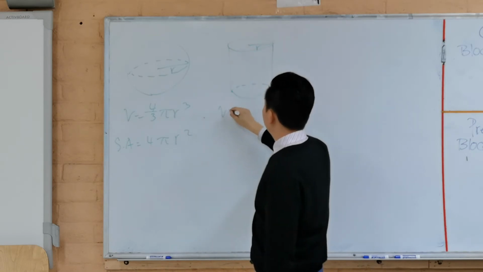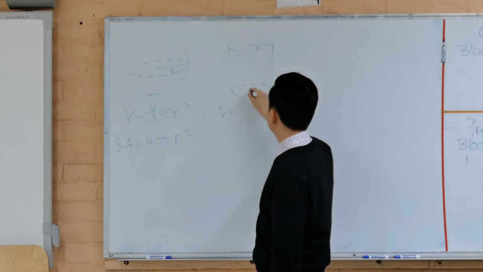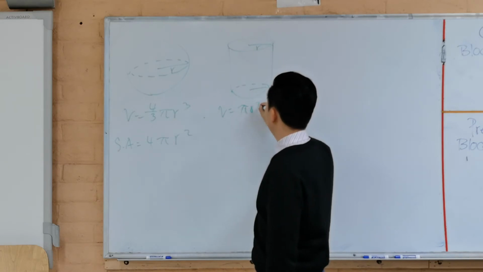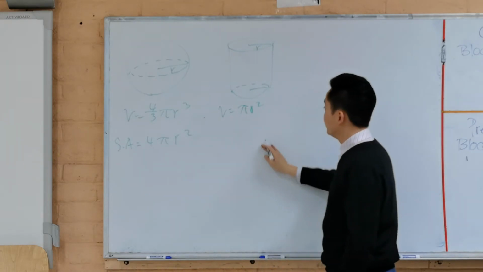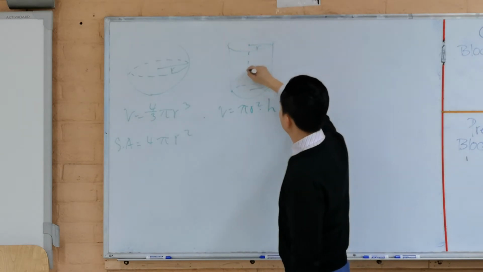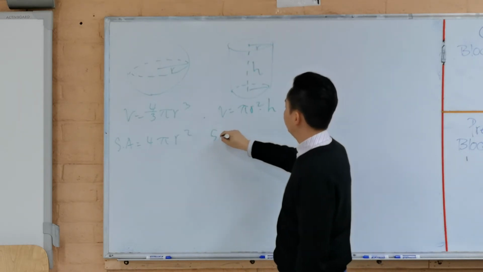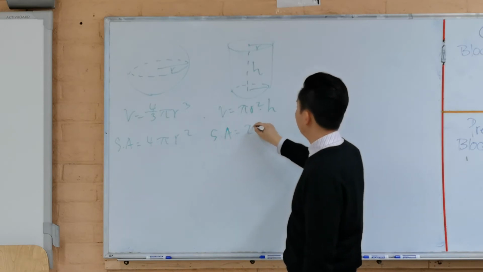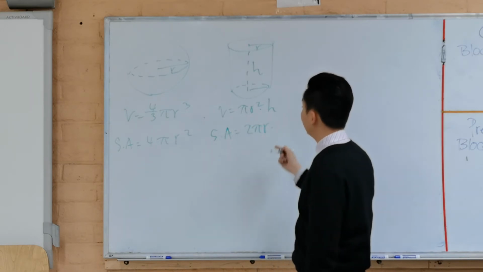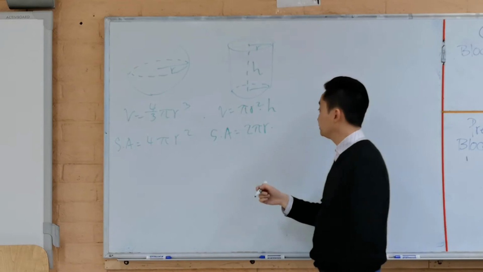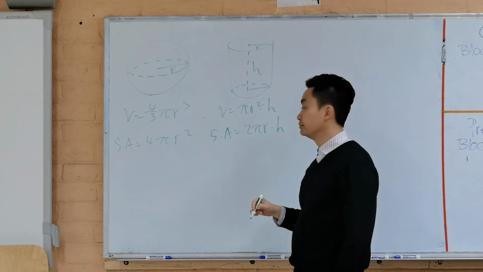So the way to find a volume, that would be pi r squared, the area of the base, because that's a circle, times the height. Okay? And then the surface area, that's 2 pi r, the circumference of the base of the circle, times the height.